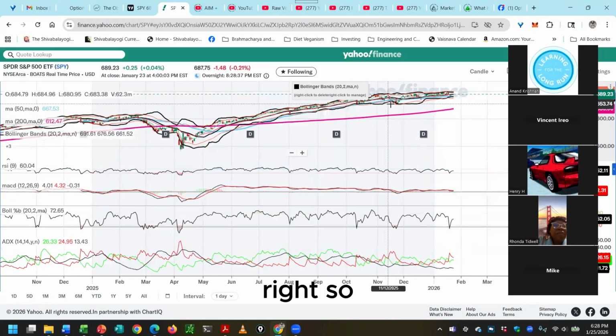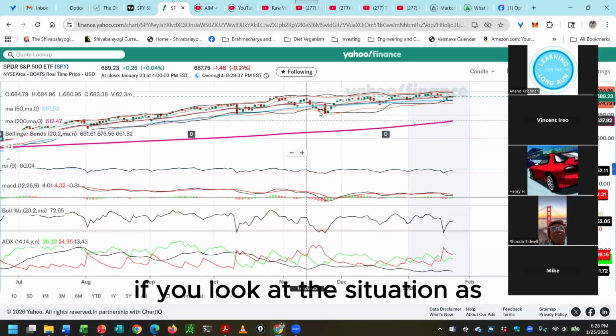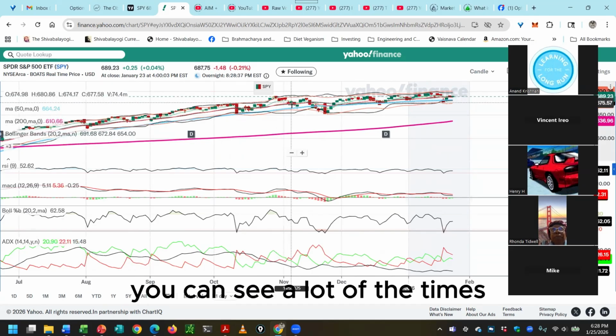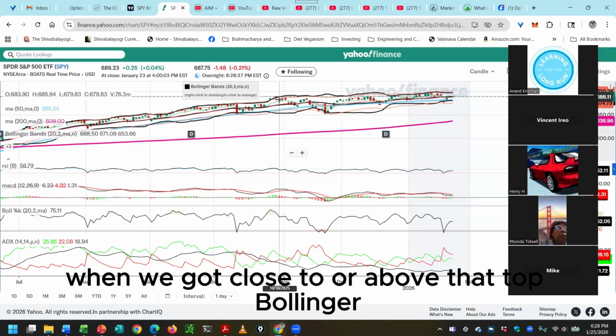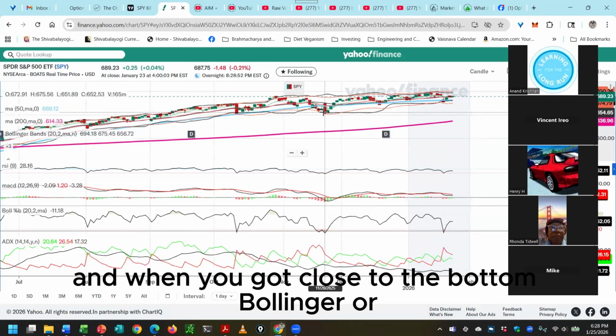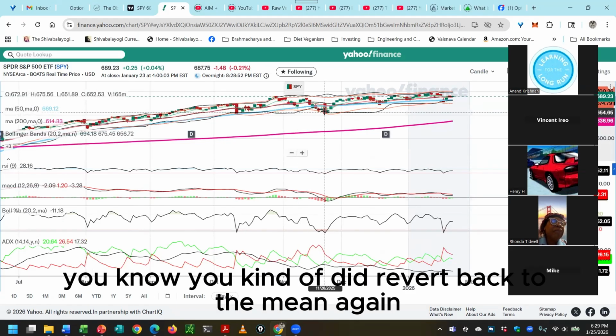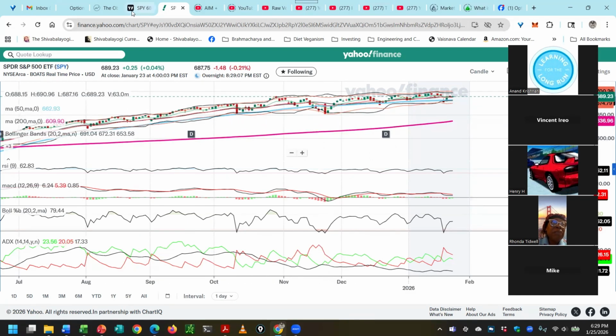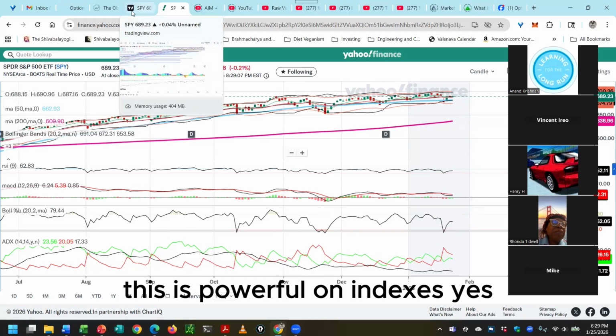right? So if you look at the situation as shown here, you can see a lot of the times when we got close to or above that top Bollinger, we did revert to the mean. And when we got close to the bottom Bollinger, we did revert back to the mean again. Now, here's the best part as well. This is powerful on indexes. Yes, it's very powerful.